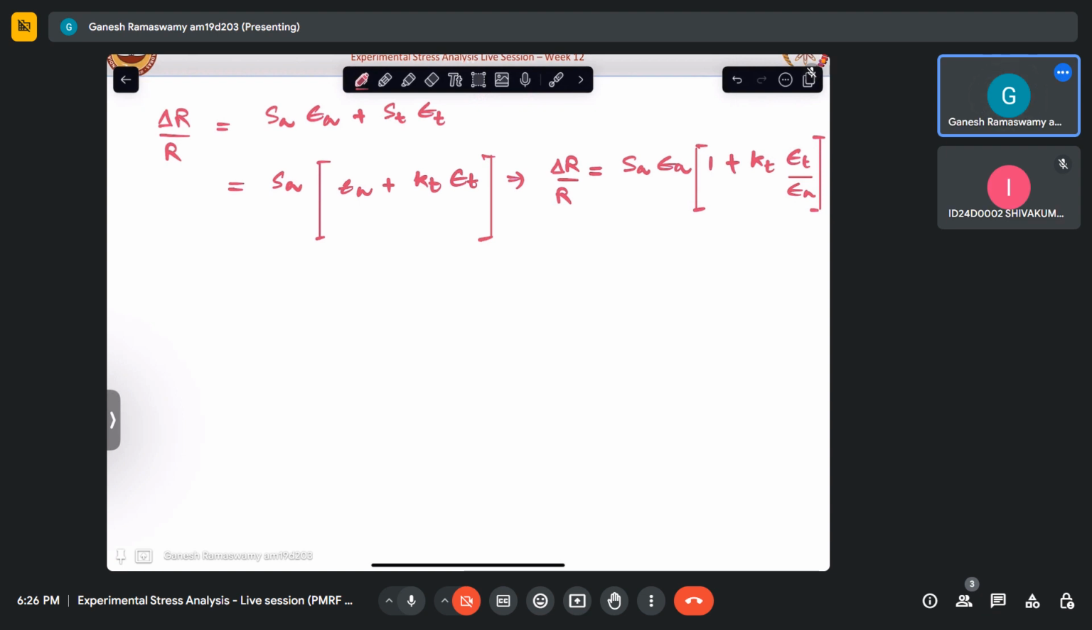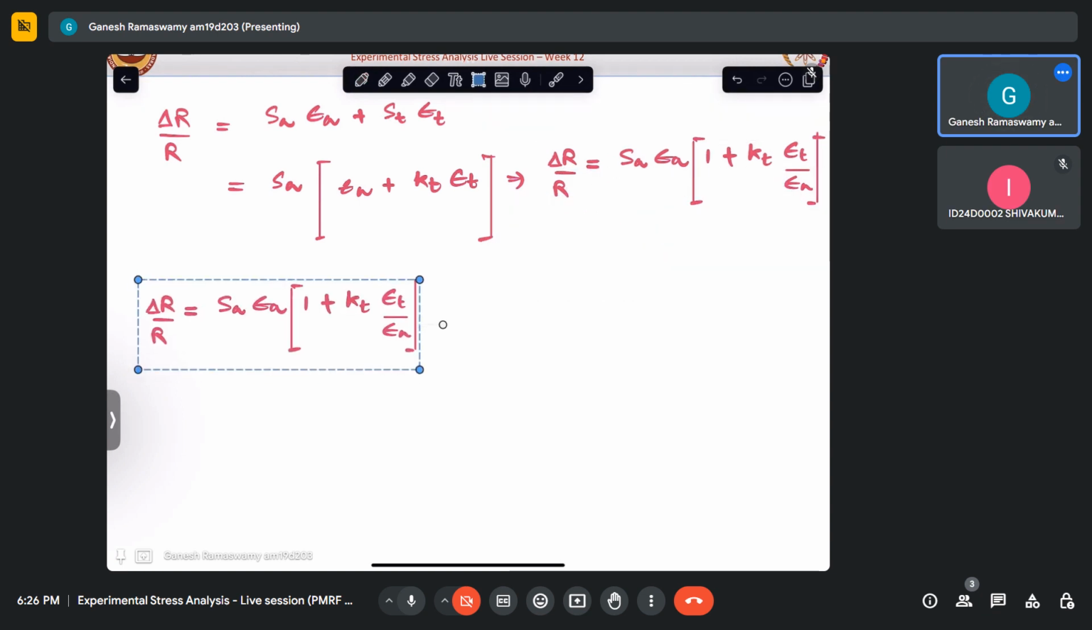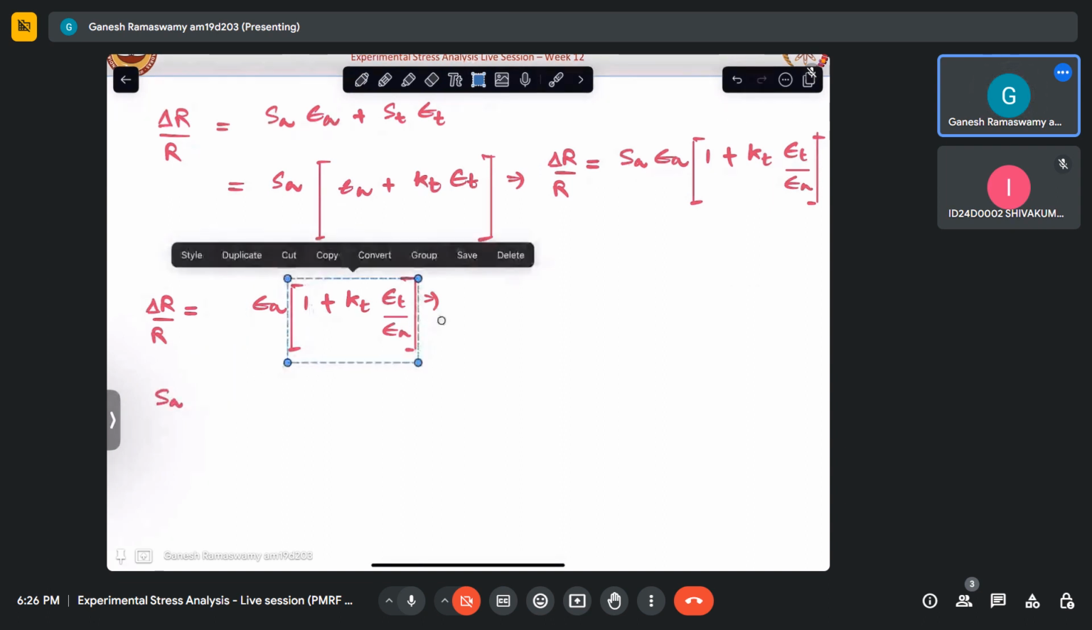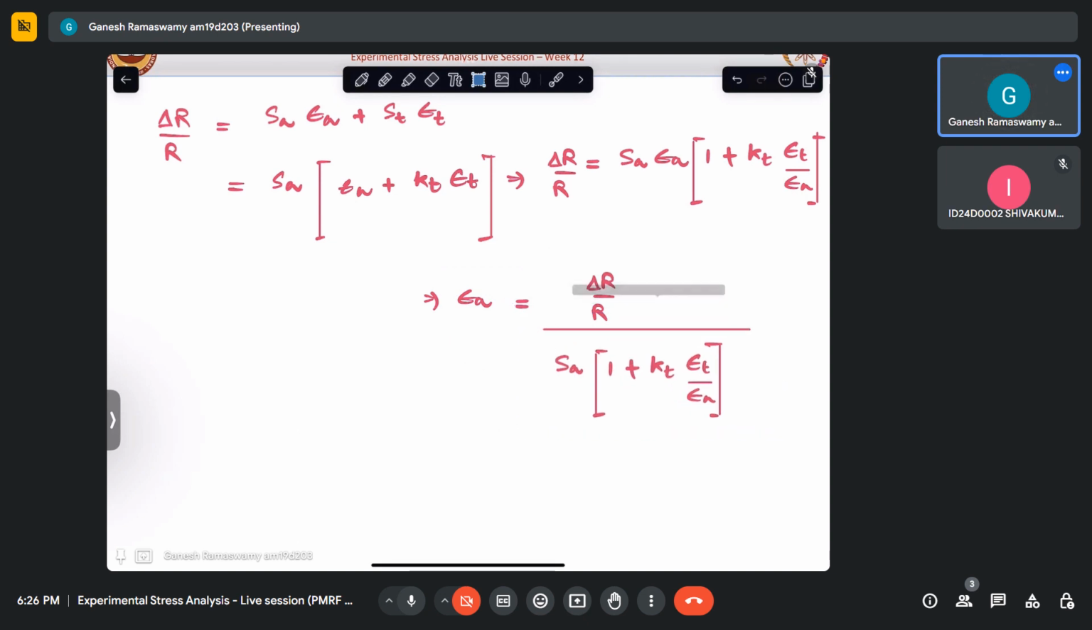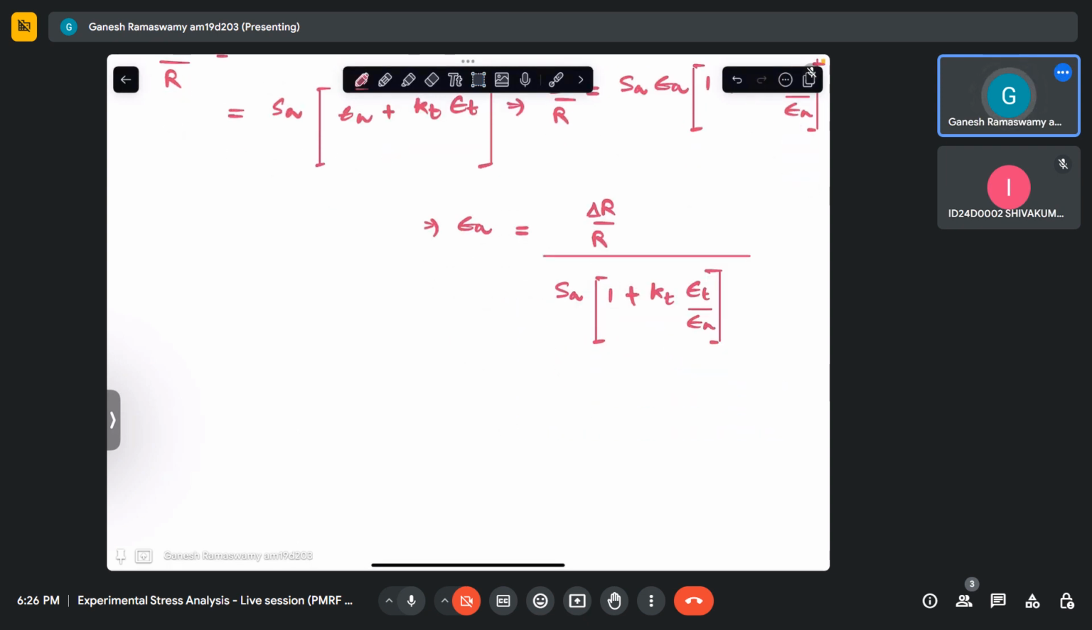So from here, if I were to simplify this, what do I get? I get this expression into this expression. So I get epsilon A is equal to delta R by R divided by this entire expression. So this I get as the actual strain.